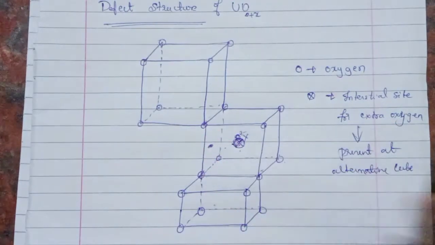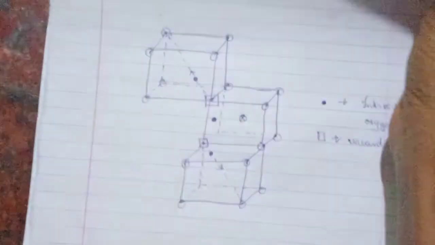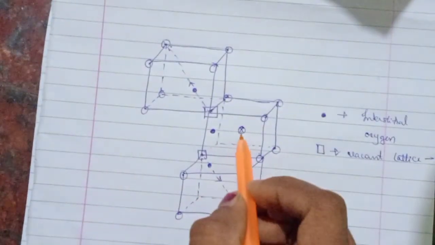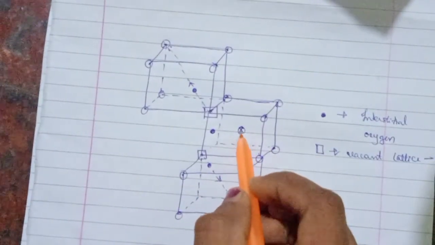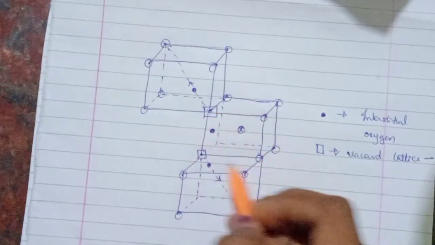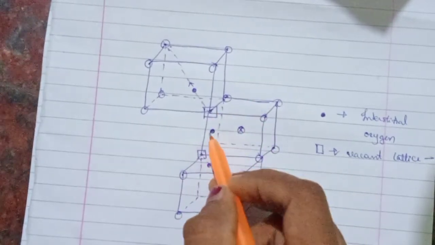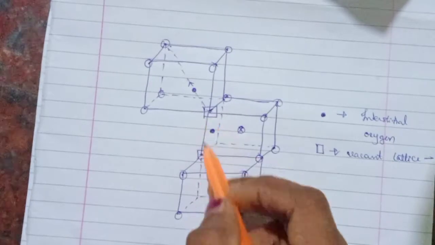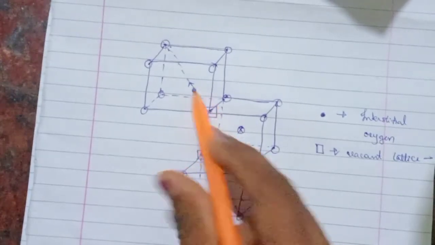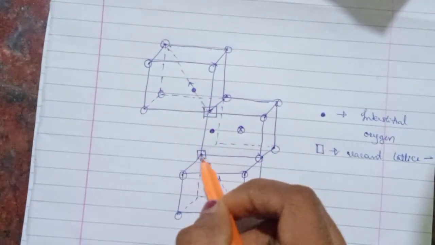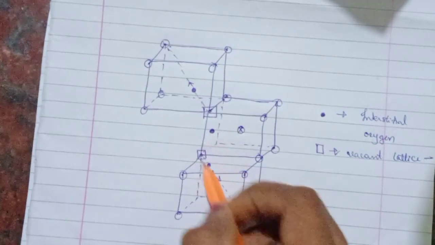Let me show here. Here it is. The oxygen atom won't go and sit here. Instead, it will be present here because of the crowded area, and whenever it comes here, it displaces the nearby oxygen also. This oxygen atom was earlier present here, but once this comes here, it gets repelled to here.